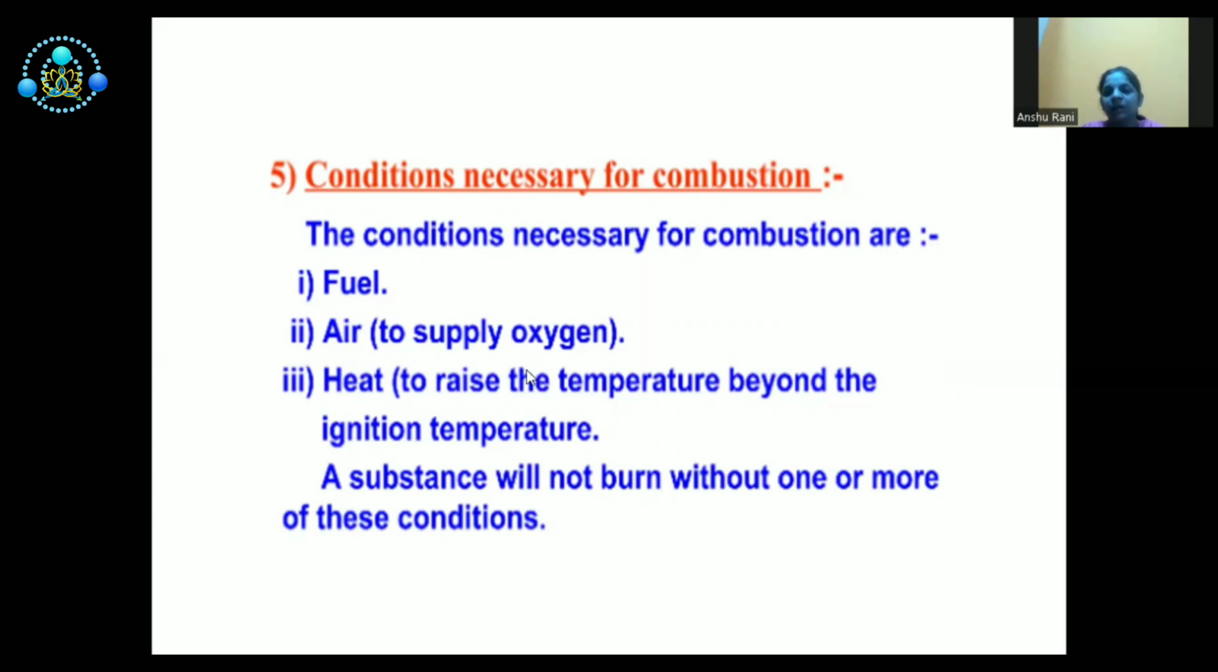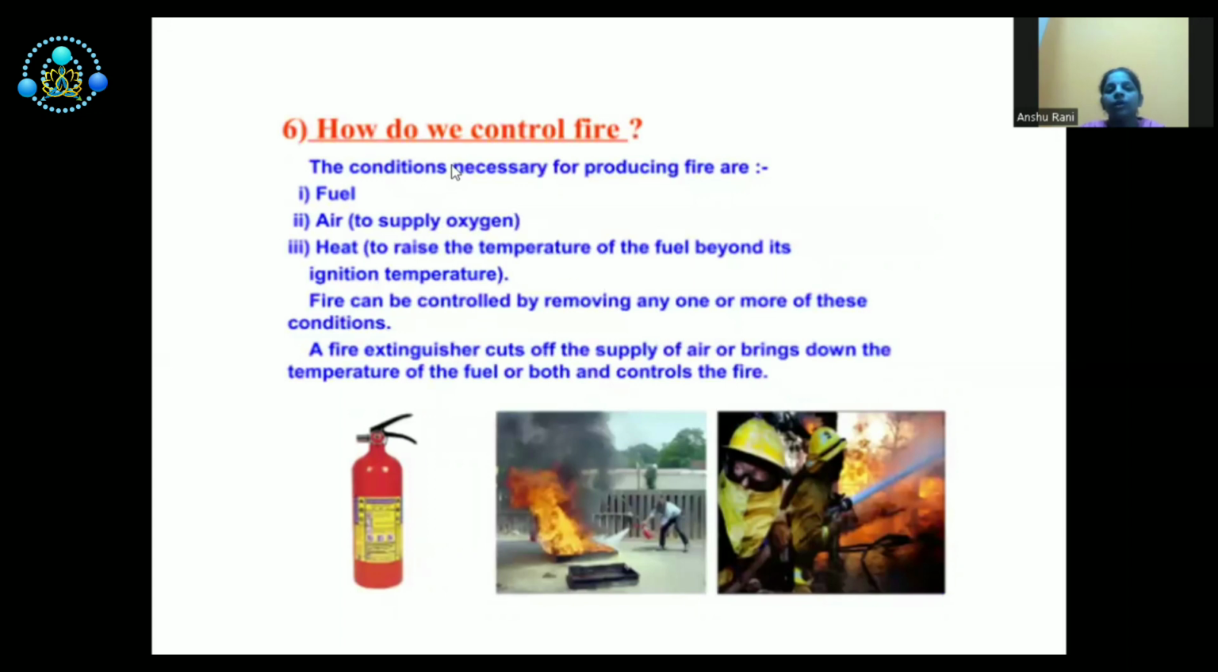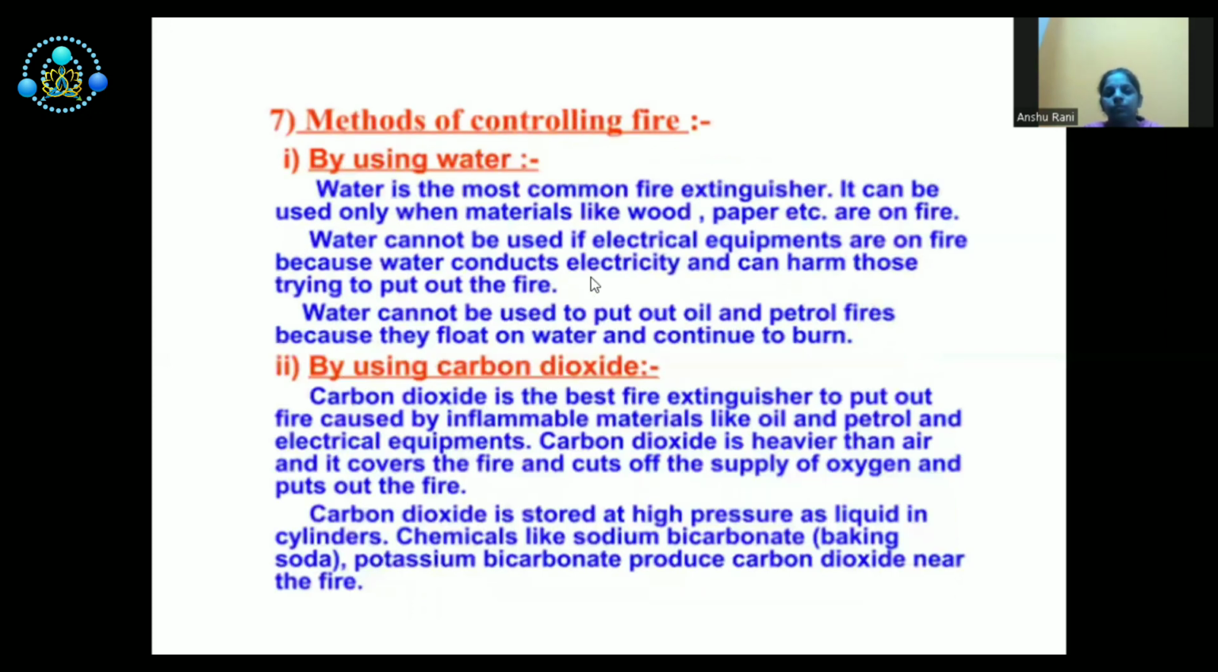Suppose anything is on fire and you want to stop that fire, then you can remove any condition out of these three, and it will stop burning. So we can control fire by removing any of the conditions out of these three. We can cut off the supply of air, or we can remove the fuel, then the substance will stop burning. So we can have different methods for controlling fire.